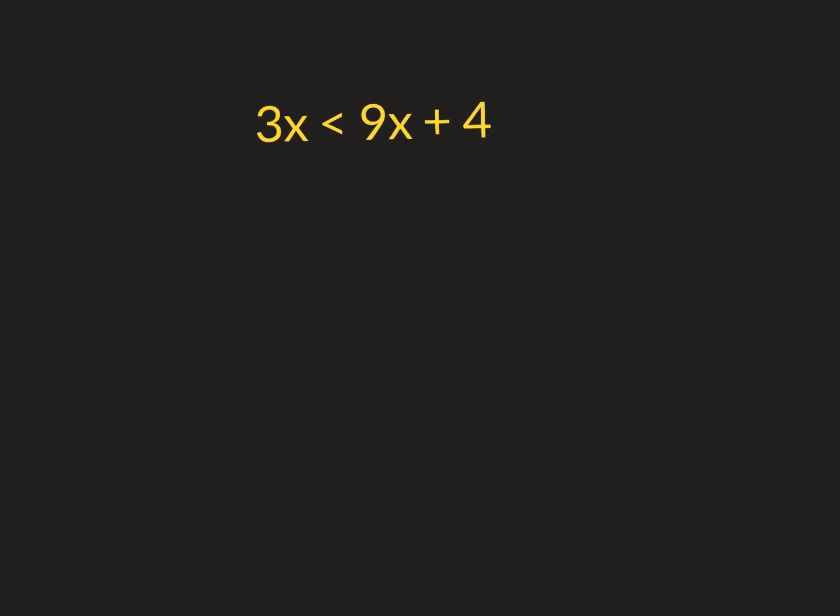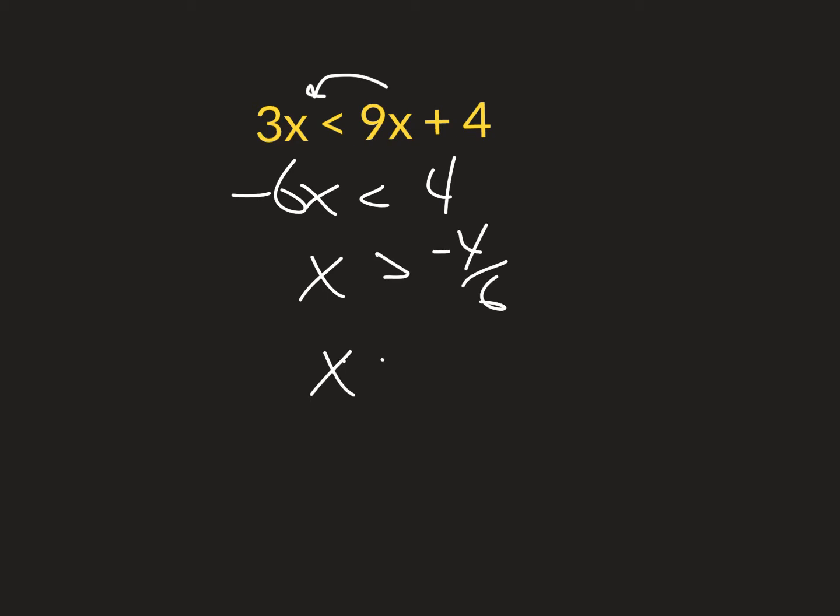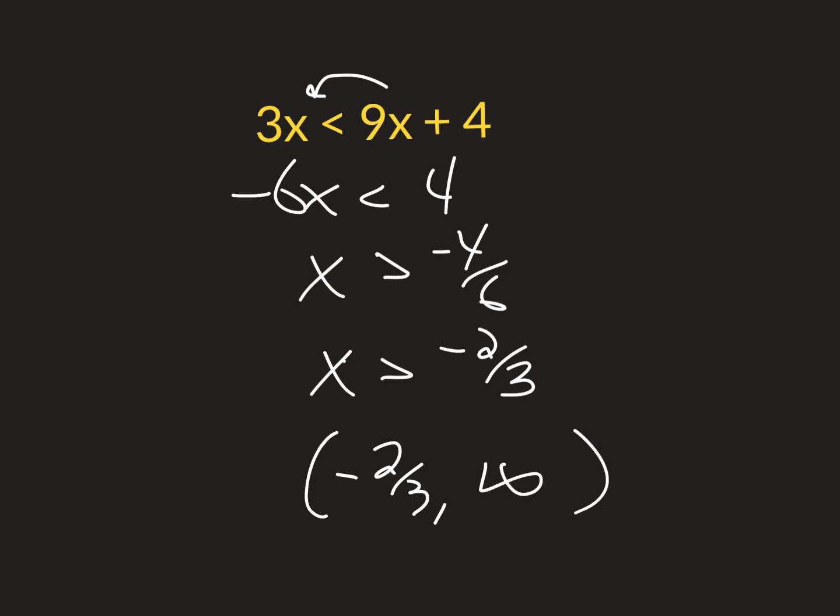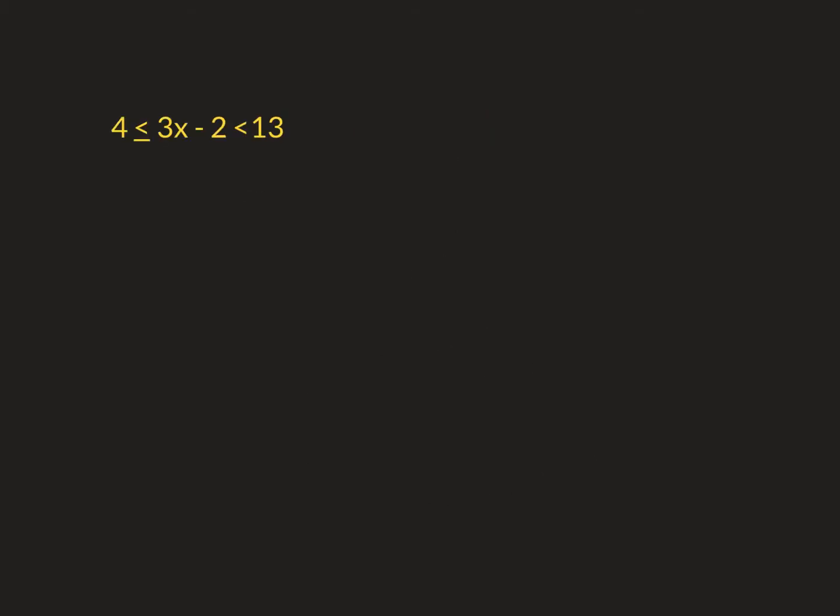So what I'm going to do here is move the 9x over with a 3x, make it negative 6x is less than 4. Divide by negative 6. This is where you've got to remember: when you divide by a negative, you flip the sign. It becomes negative 4/6, which is really negative 2/3. And we're going to write it in interval notation. So we're going to say it's going from negative 2/3 to infinity. And there you go.